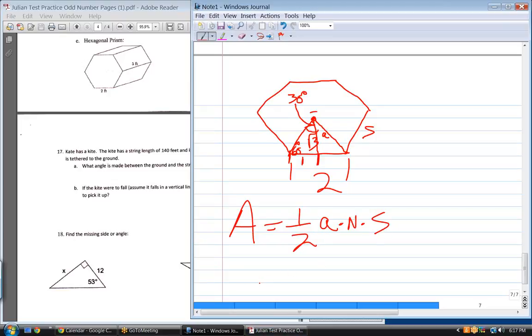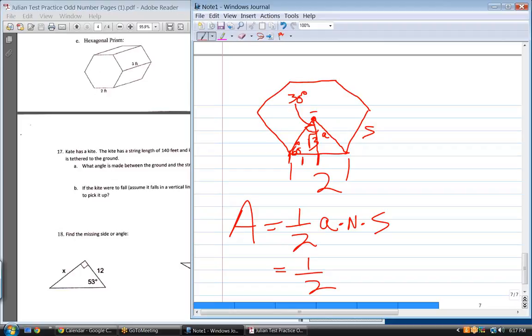So that's for the area of a polygon? Yeah, all polygons have this formula, if you know the apothem. Now, in this particular case, they did not give us the apothem. We had to calculate it.